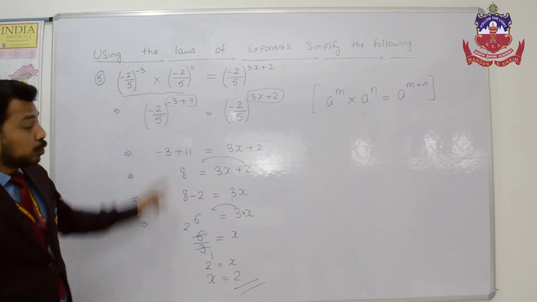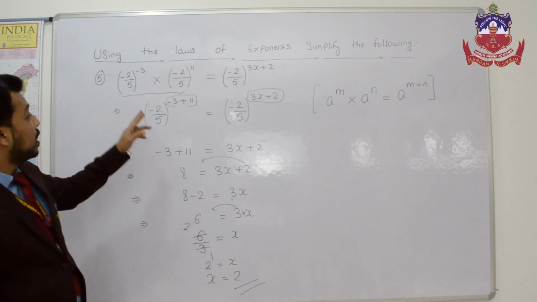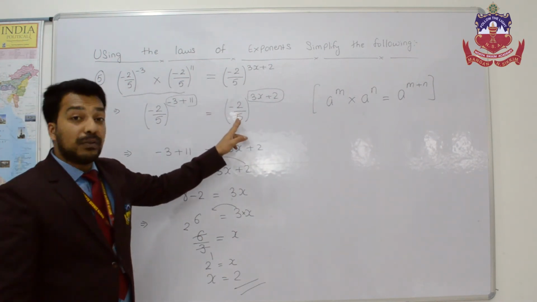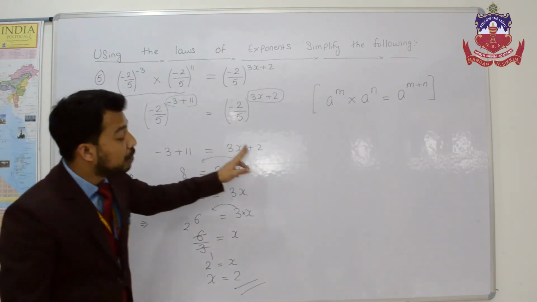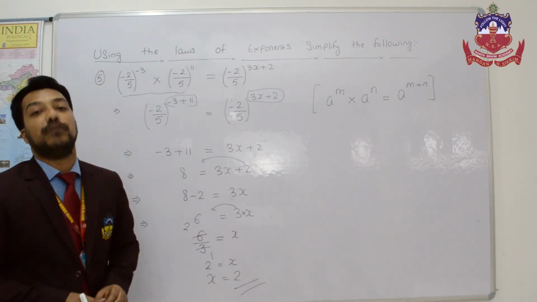So it can be solved by using the laws of exponent. Only and only if the base of the left hand side is equal to the base of the right hand side, the powers of the left hand side will become equal to the powers of the right hand side. Then only you can find the answer of the variable.